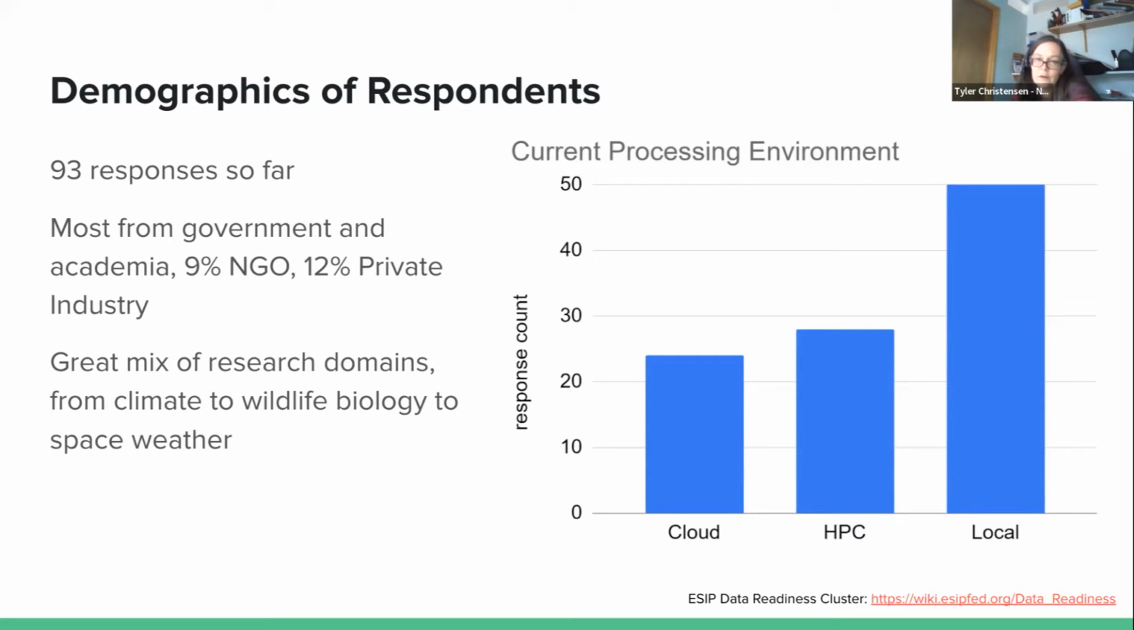We were a bit surprised to see, this first graph here is about what processing environment do you currently use? And we were surprised to see that 50% of the people who are responding to the survey said that they're doing their work on local machines. The rest of them are split evenly between high performance computing and cloud. So we were a bit surprised to see how many people were still using their local machines to do these advanced techniques. But yes, next please.